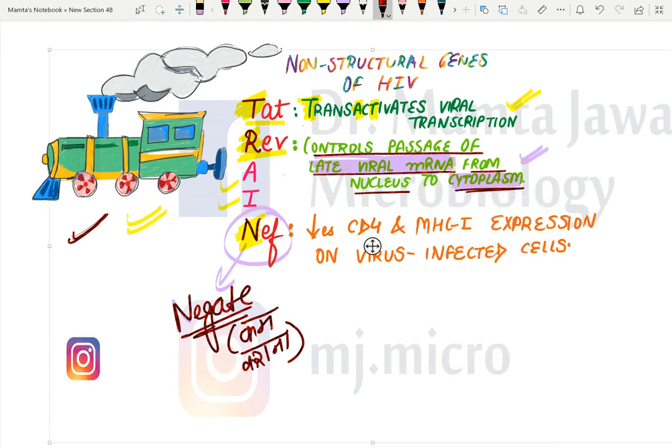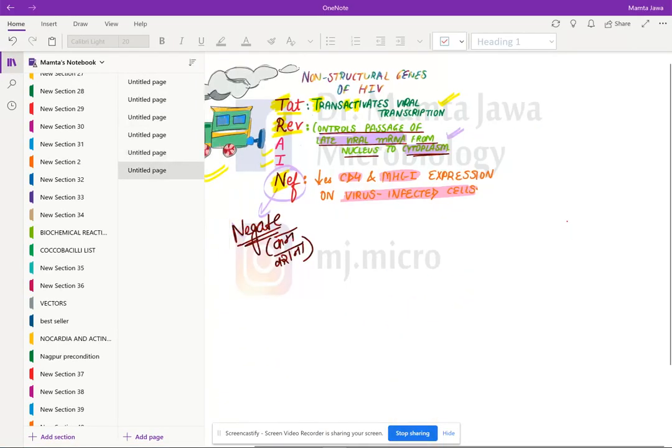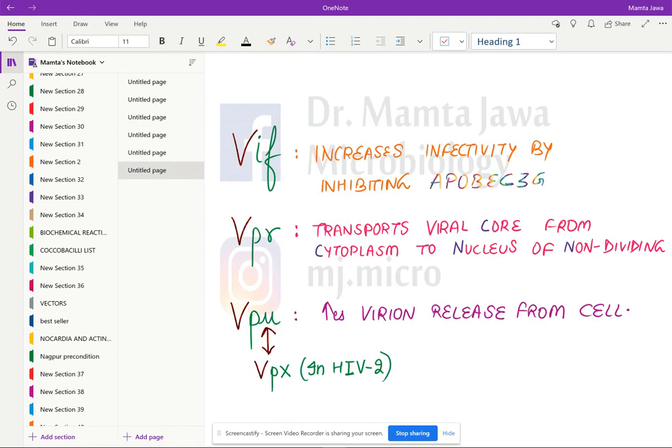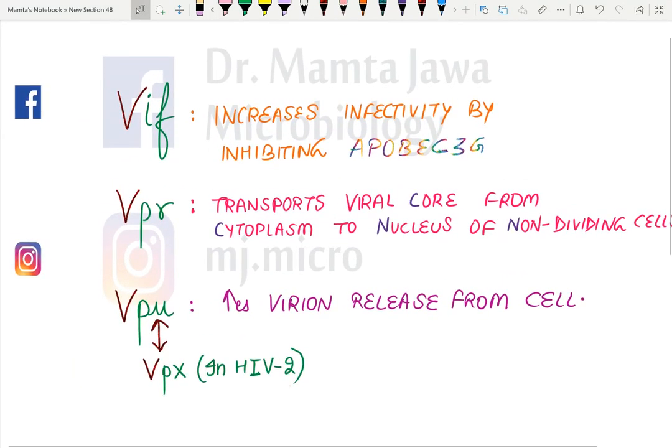Nef, guys, will decrease the expression of CD4 and MHC1 protein on the virus infected cell. So Nef will reduce the expression of these two important proteins. Right, so among the non-structural genes, at least three we have remembered now: Tat, Rev and Nef. Moving ahead.